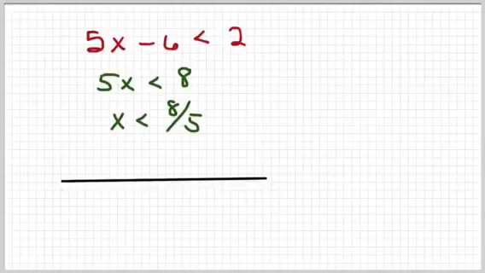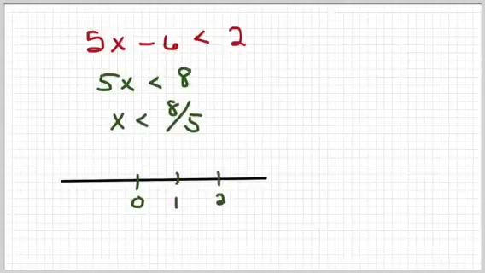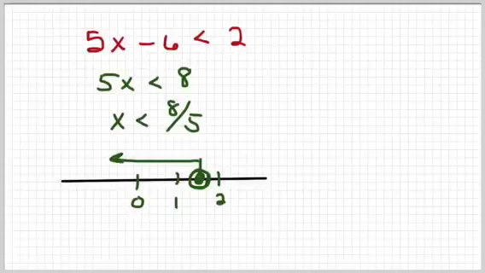And so our graph, and I'll give you number lines. There's 0, there's 1, there's 2. 8/5 is 1 3/5. So 1.6, it's about right there. It should be an open circle, and we want things to the left of it. So it's pointing to the left to indicate all the numbers that make it true are down there.